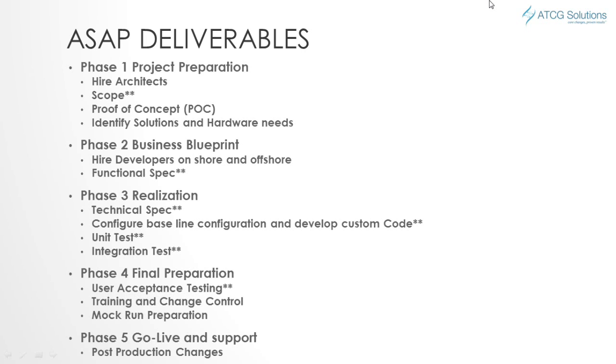Phase 2 of the project is business blueprint. Usually during this period, you'll be hiring developers onshore and offshore. During this phase, the deliverables are functional specifications. After a blueprint session with the business owners of each area, a functional specification will be produced. This can be stored either in SharePoint or SOMAN or in a common folder that's shared within the organization.